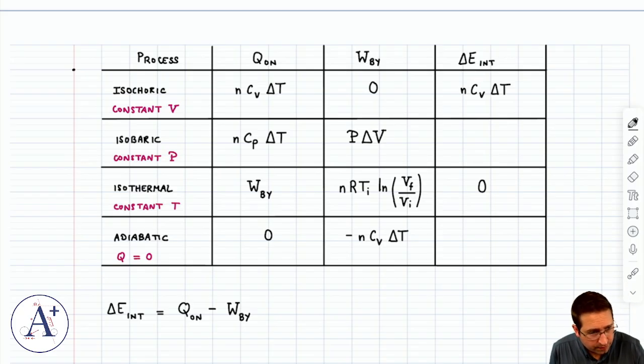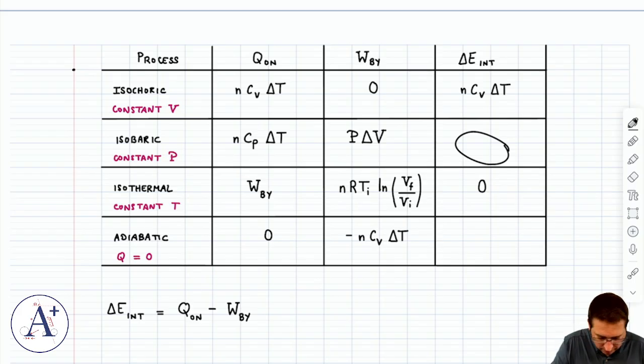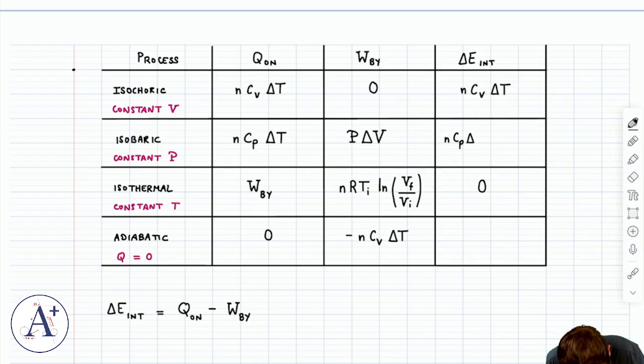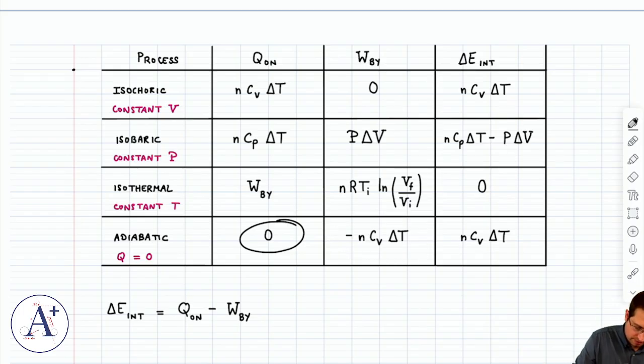Delta E internal here, for this cell right here, well, now you could say, well, it's going to be nCv delta T, isn't it, the whole time, that it's always equal to that. It's like, oh, I agree. You know, obviously it's also going to be nCp delta T minus P delta V. Now, if you were to plug the ideal gas into that, it would simplify into this. So we're writing nCv delta T anyway. It's the same thing. It's going to be 0 for an isothermal process. And then for an adiabatic process, well, it's going to be minus work by. So it's just going to be nCv delta T, which is this minus this.